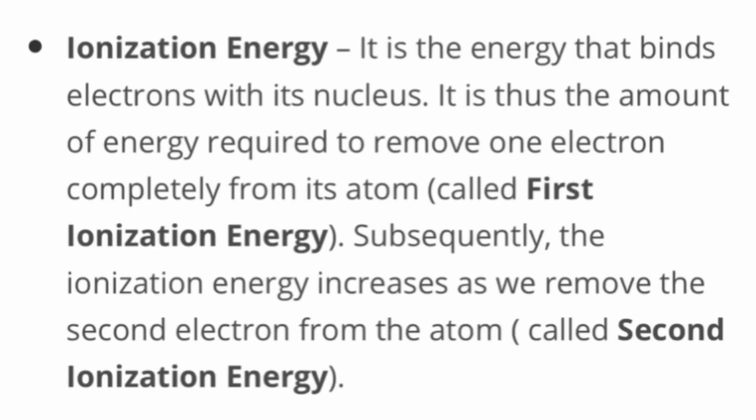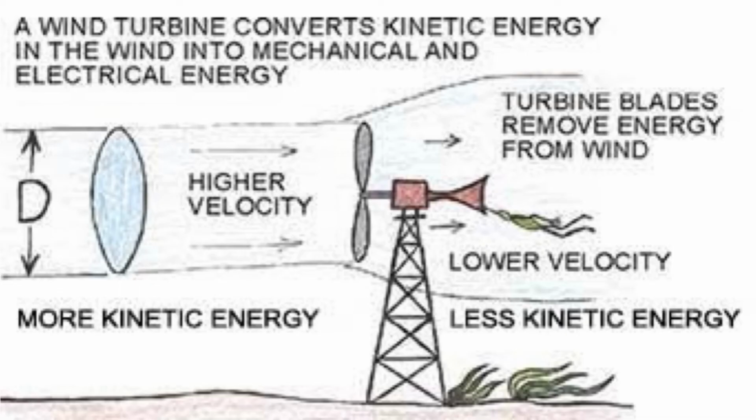Now the very next type of energy is called the ionization energy. Basically, it is the type of energy that binds the electrons with the nucleus. Ionization energy is released when we eject the electron from the shells of the atom. If we remove one electron, the amount of energy that is released is called the first ionization energy. If we remove the second electron from the same atom, then it is said to be the second ionization energy or second ionization enthalpy. Now we will discuss some of the energy conversions.